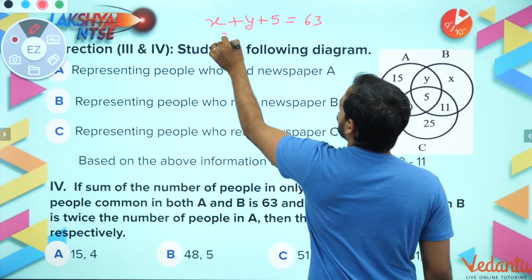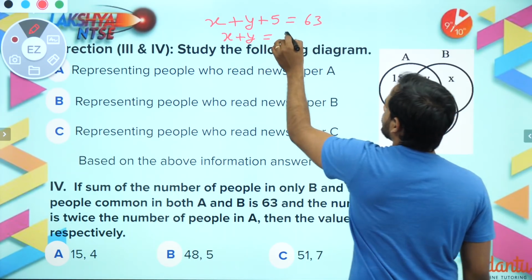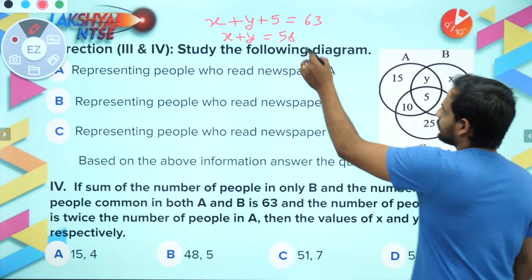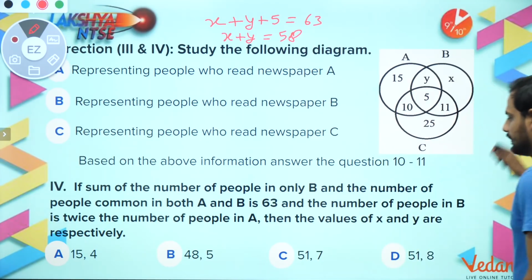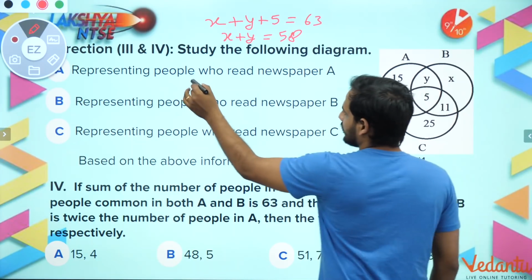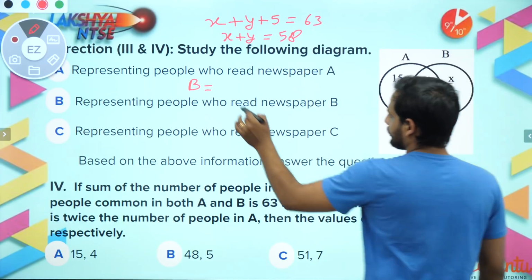So from here you got to know ki sir X plus Y is equal to 63 minus 5, which is equal to 58. Now, the number of people in B is what? X plus Y plus 16 is twice the number of people in A. Number of people in A is what? Y plus 30. Okay sir, so number of people in B is twice the number of people in A.